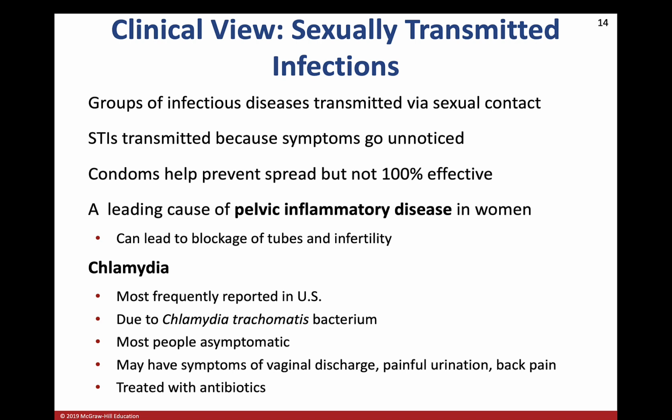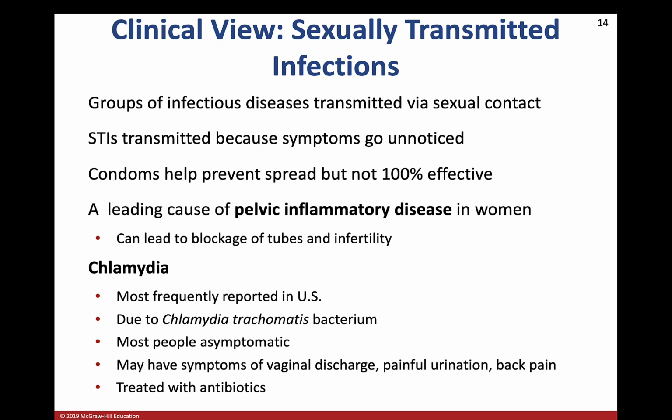Now, the last couple of slides will be focusing on sexually transmitted infections, and these are infectious diseases that are transmitted via sexual contact. Most STIs are transmitted because symptoms go unnoticed. Condoms are the only type of contraception which helps to prevent the spread of STIs, but keep in mind they are not 100% effective. The other thing to remember is STIs are a leading cause of pelvic inflammatory disease in women, and this can result in blockage of the uterine tubes and also infertility.